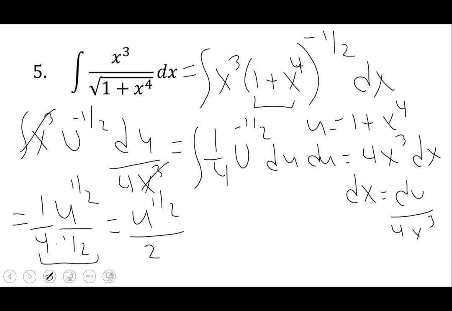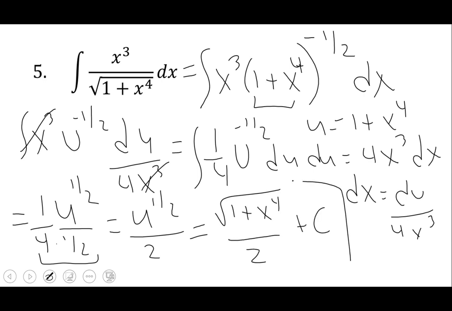So for your final answer, you're going to go ahead and replace the u with 1 plus x to the fourth. And whether you leave it as a 1/2 power or a square root, it doesn't really matter. Let's say we make it a square root. This would become the square root of 1 plus x to the fourth over 2. And then as always, plus c. I would say that these fractional problems are probably the most difficult, at least for now. So again, take your time, go back, do some practice.